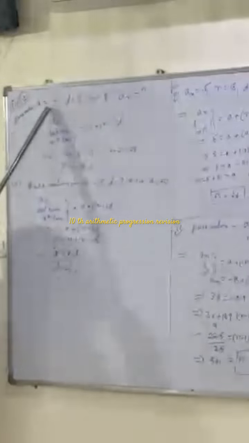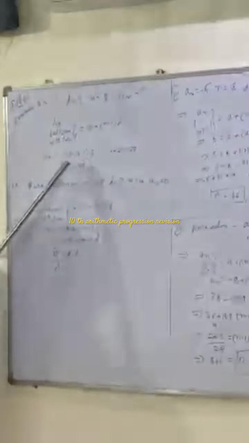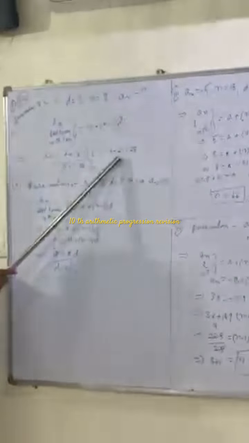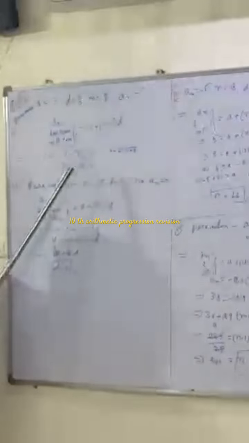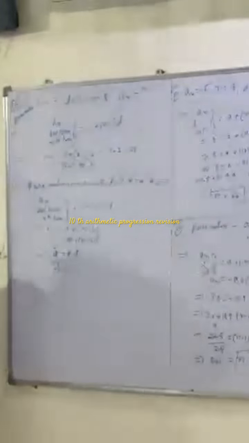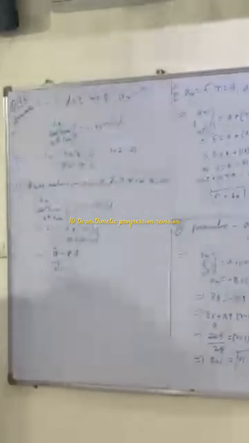Here A is given as 7 and the number of terms N is given as 8. So 8 minus 1 times 3. Then it will become 7 plus 21, which is equal to 28. Then the answer is, the last term is 28. What is the last term? 28.